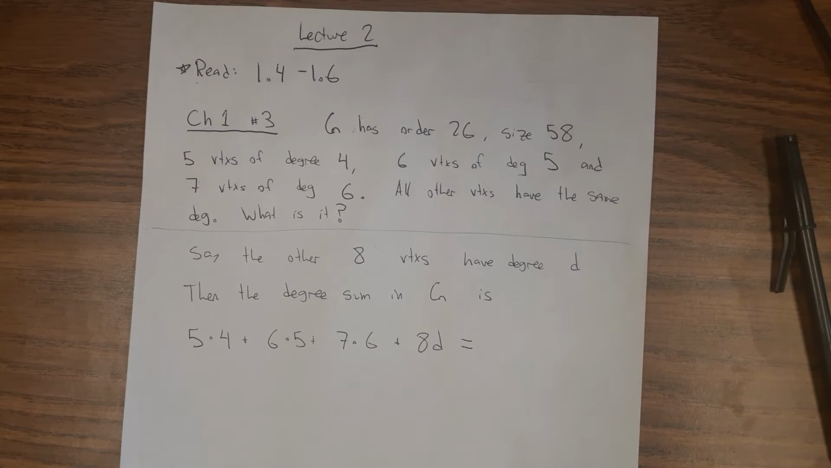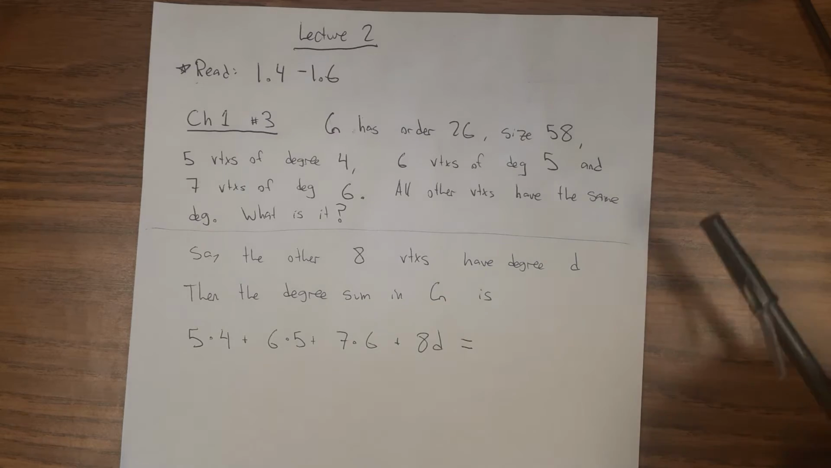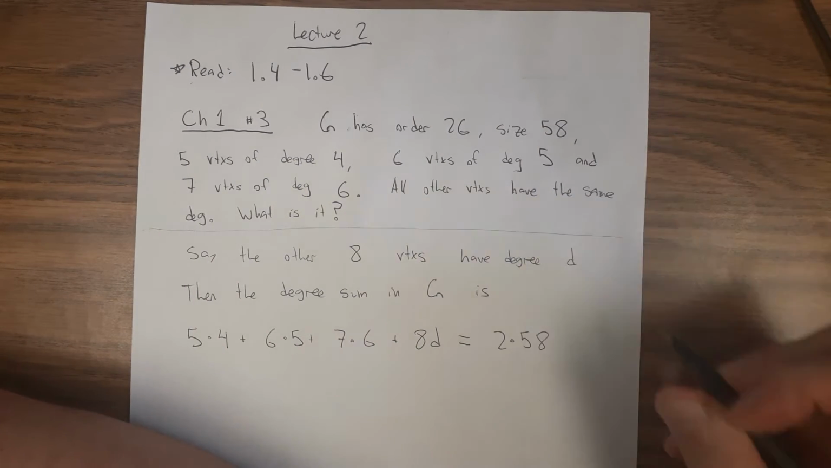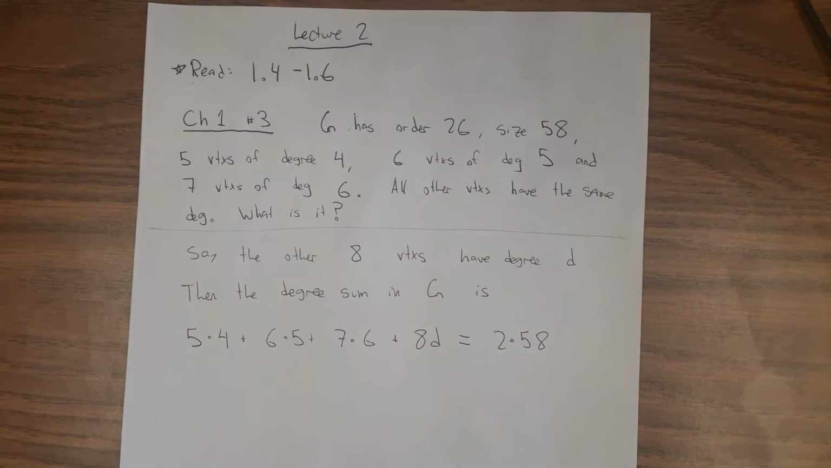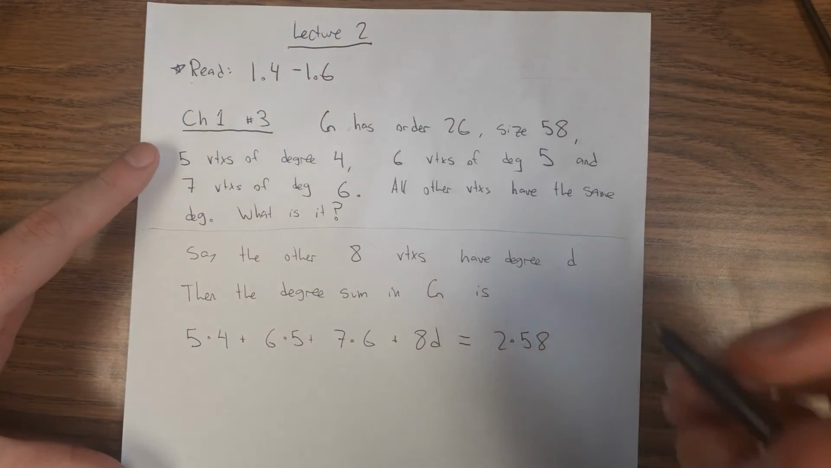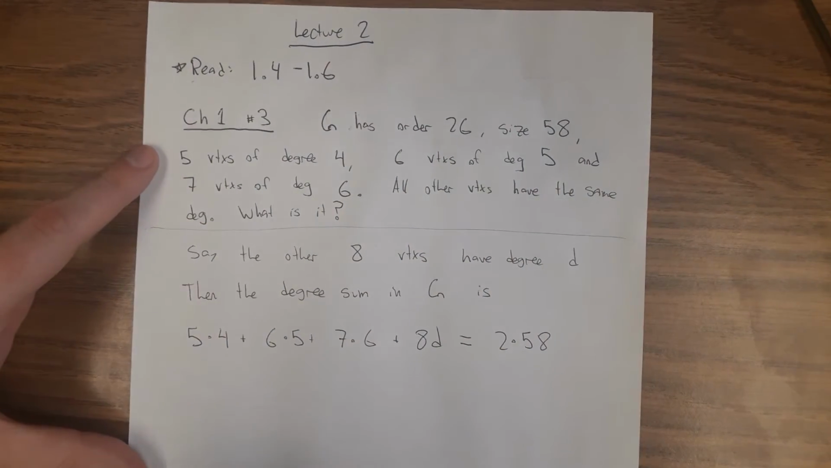And what do we know about the sum of all the degrees in a graph? By the handshaking lemma, that's twice the number of edges. And we were told that the number of edges is 58. And now we have an equation. We're just going to solve it. I'm tempted to just skip the rest, but let me do this properly.